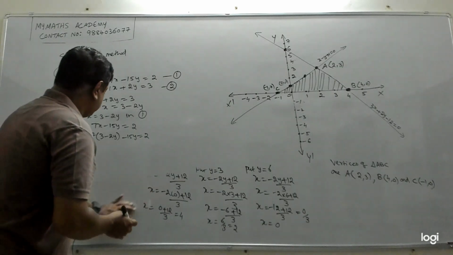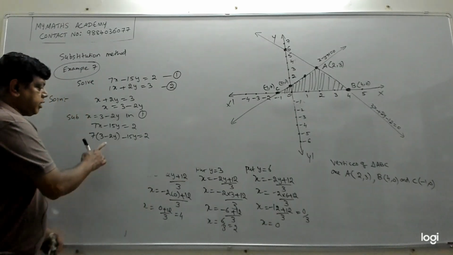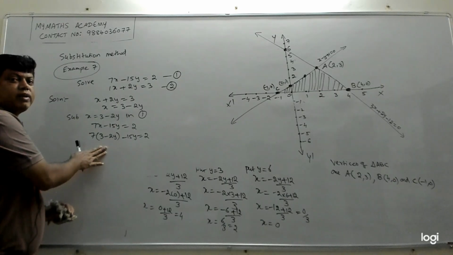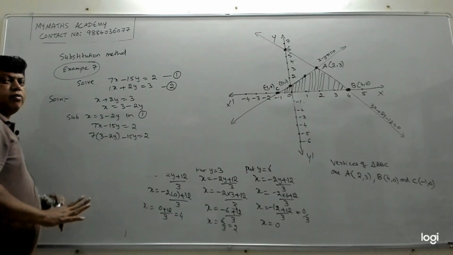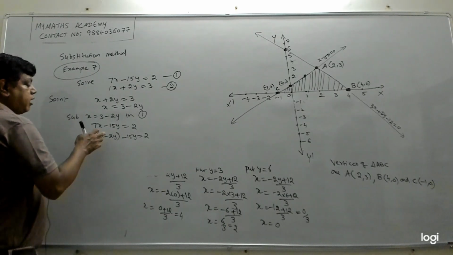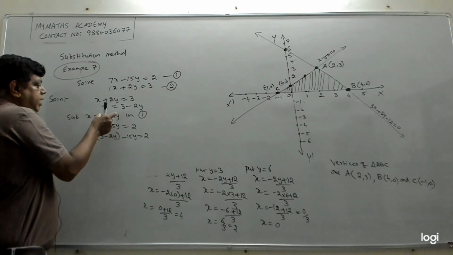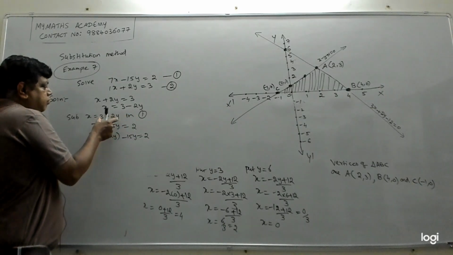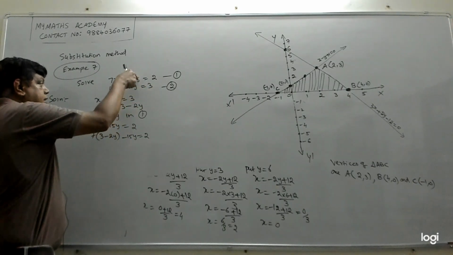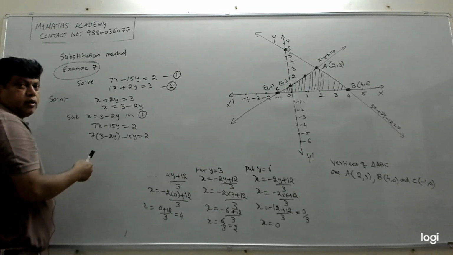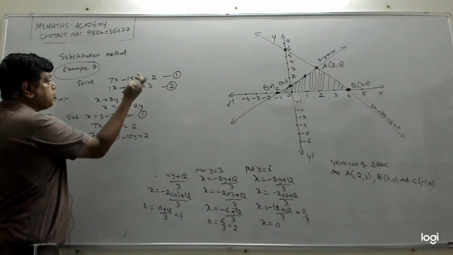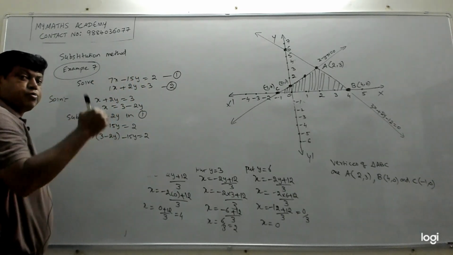Now let's continue. So now the x has disappeared. There is no x here, only y we have. We can solve and find the value of y, right? So this is called a substitution method because you are substituting a value of x from equation 2 in another equation 1. You are taking the value from one equation and substituting in another equation. That's why it's called a substitution method.